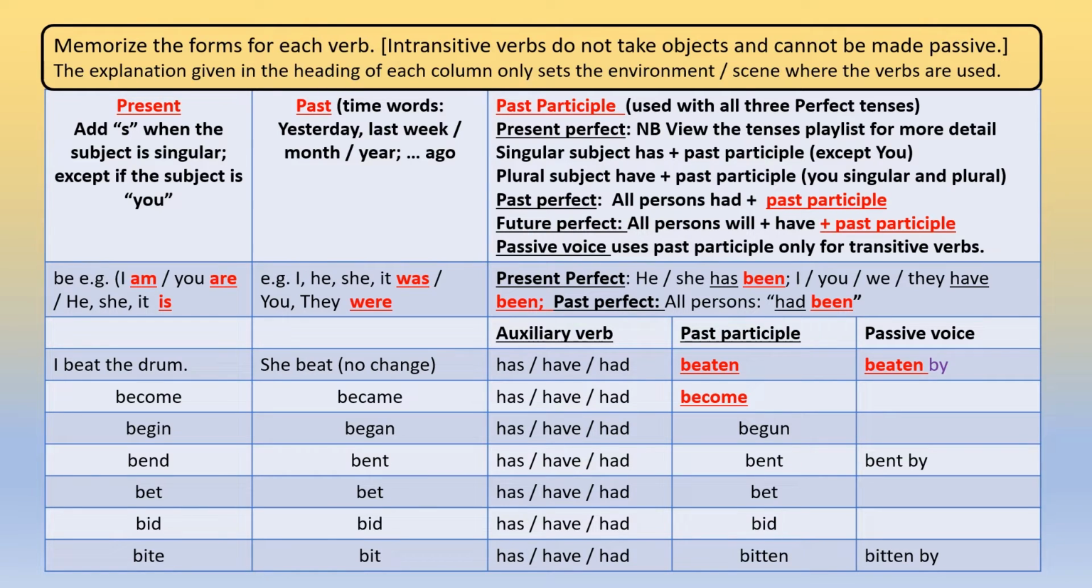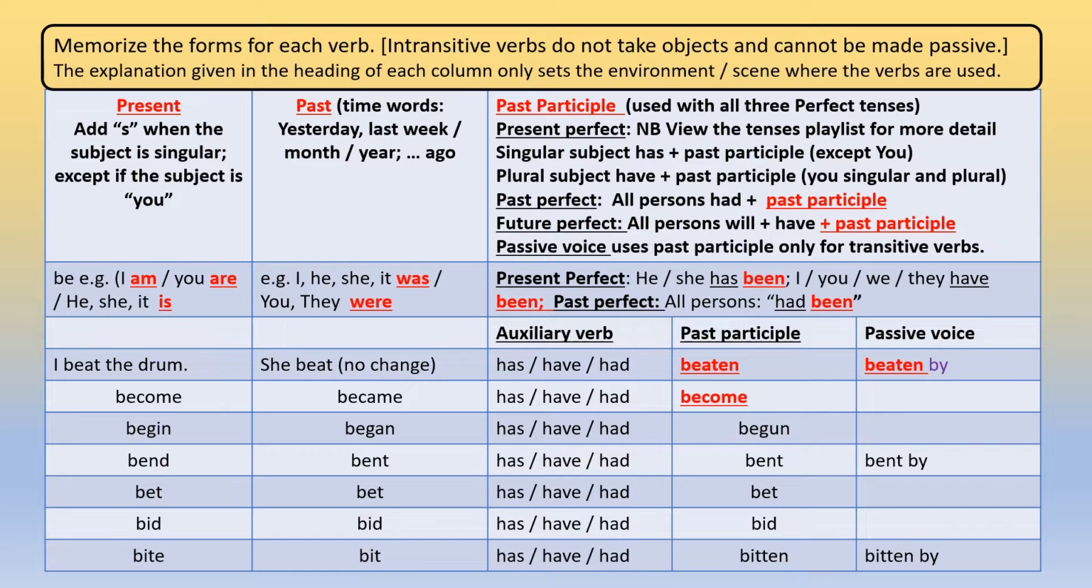Last column: past participle, used with all three perfect tenses. Present perfect tense. View the tenses playlist for more detail. Singular subject: has plus past participle, except if it's you. Plural subject: have plus past participle, you, singular and plural. Past perfect: all persons had plus past participle. Future perfect: all persons will plus have plus past participle. Passive voice uses past participle only for transitive verbs.